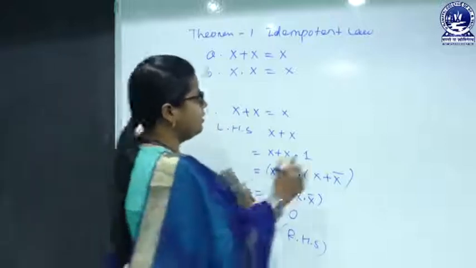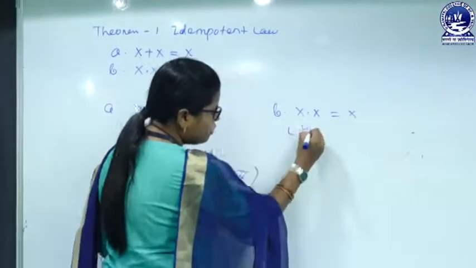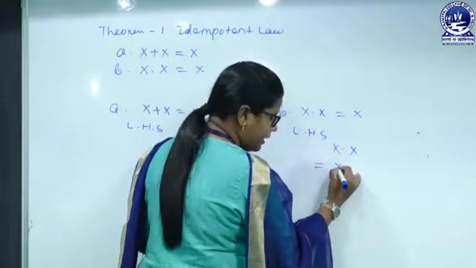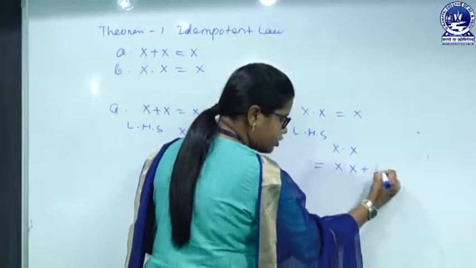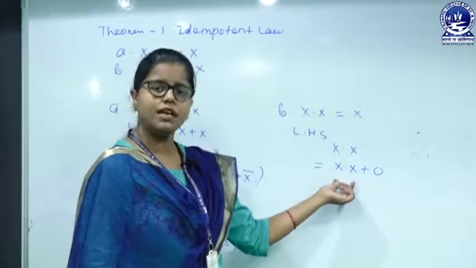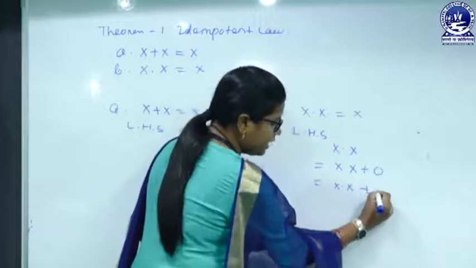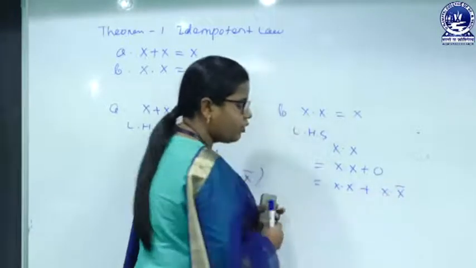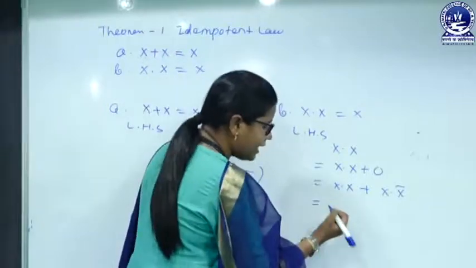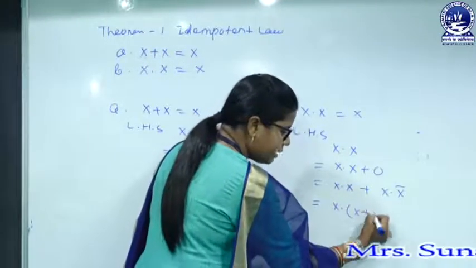Let's take the second, x dot x equals x. So coming to the left hand side, x dot x. Now I can write it as x dot x plus 0, because when we add a 0 to something, that will remain unchanged. So now x dot x plus x dot x complement, we know that x dot x complement is 0. So if I apply the distributive law again, x dot x plus x complement.